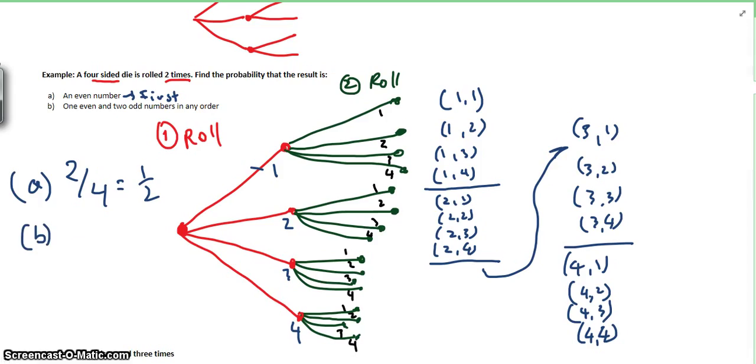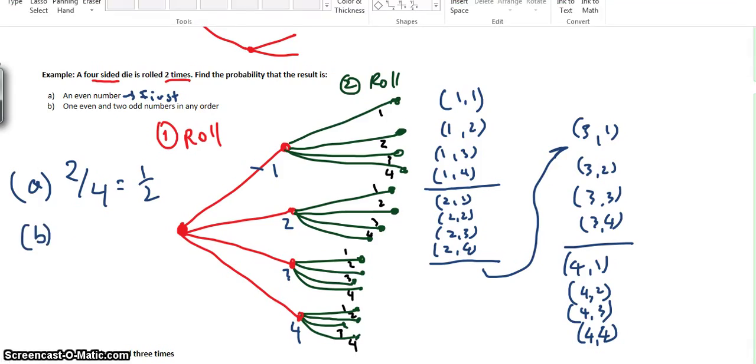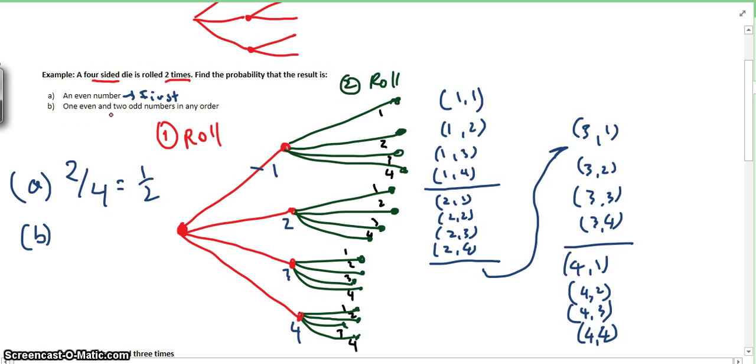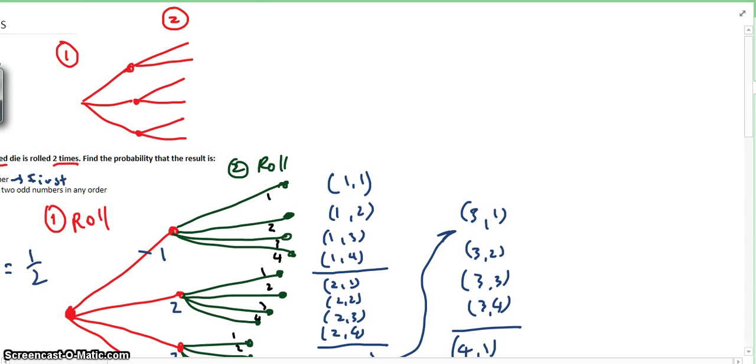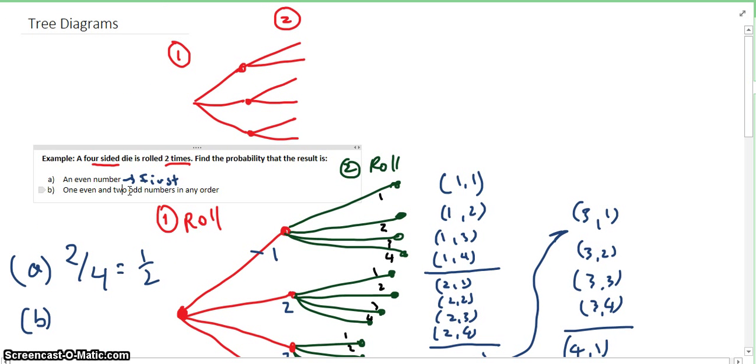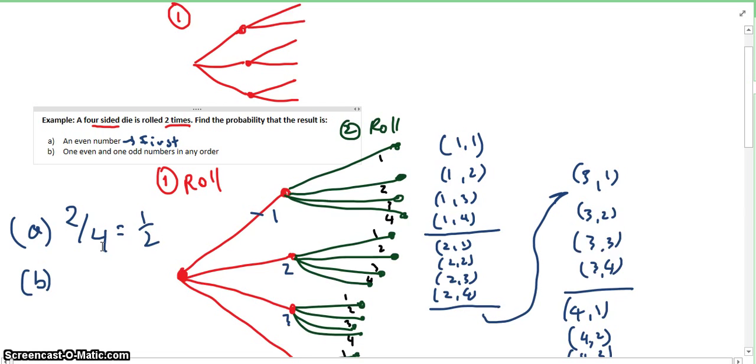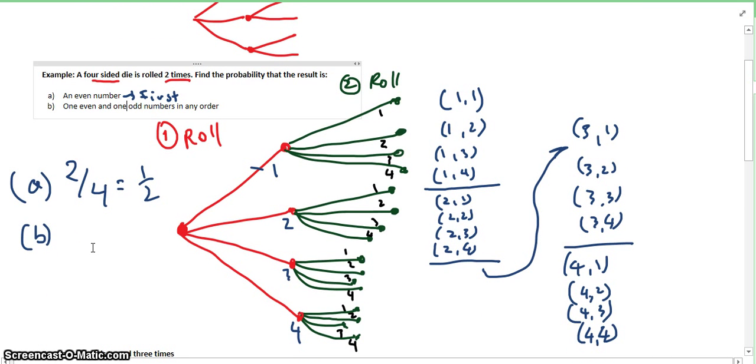Now let's have a look at the next question. The next question says 1 even and 2 odd numbers. I do apologize once again, guys. This video obviously had a bit of a typo. It's 1 even and 1 odd number in any order. So you can see it says here 1 even and 1 odd number in any order. So let's have a look at all the combinations that have 1 odd and 1 even.